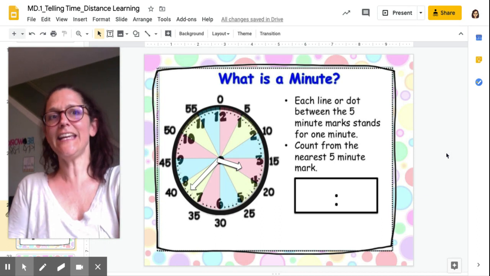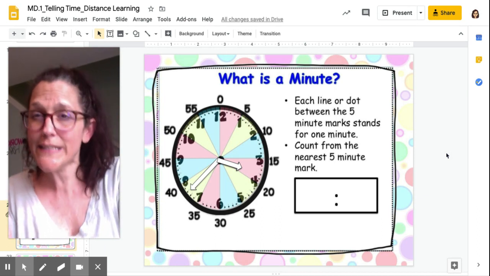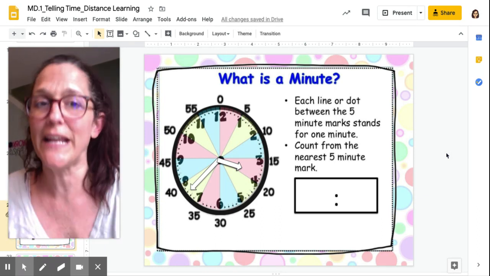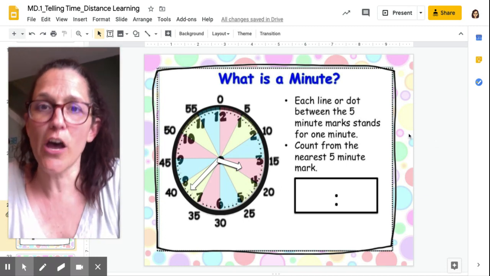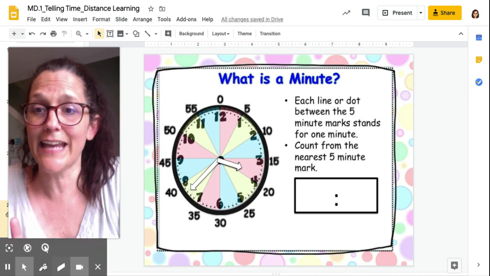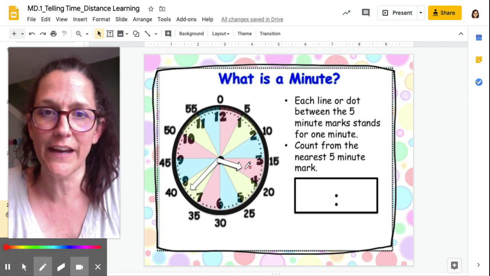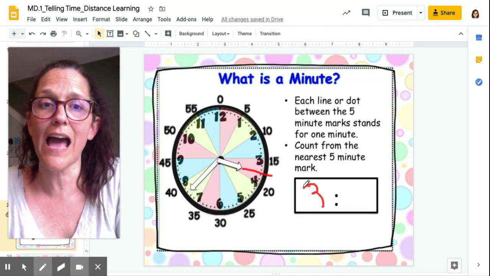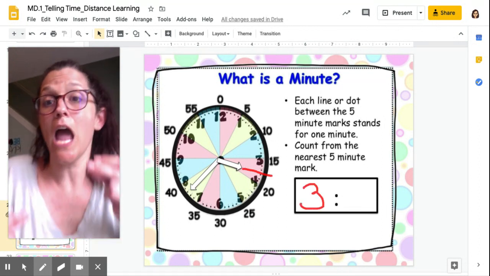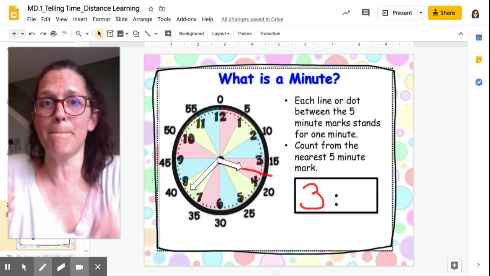Okay, each line or dot between the 5s stands for 1 minute. So you're going to count from the nearest 5-minute mark. I'm going to go ahead and handle my hour. I always start there. I'm going to draw it out. I see that it's in the 3 o'clock hour house. And then I'm going to count by 5s, then by 1s.